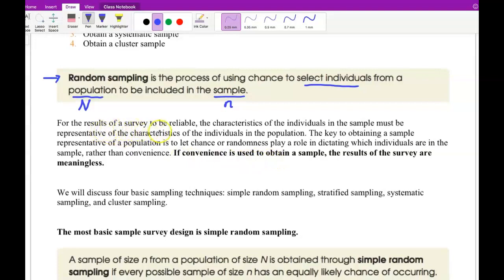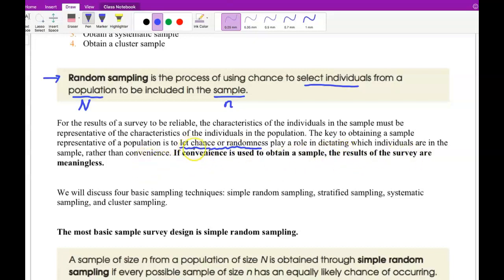For the result of a survey to be reliable, the characteristics of the individuals in the sample must be representative of the characteristics of the individuals in the population. So what that means is that we're going to choose our individuals from our population. The key to obtaining a sample of a population is to let chance or randomness decide while choosing our individuals as a sample from the population.